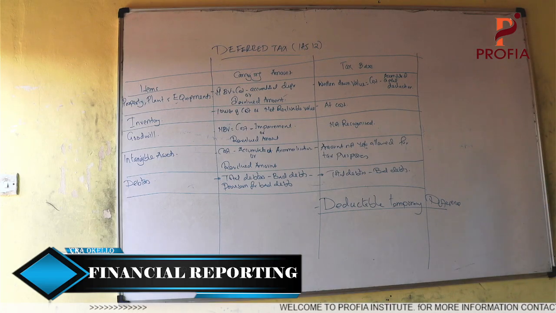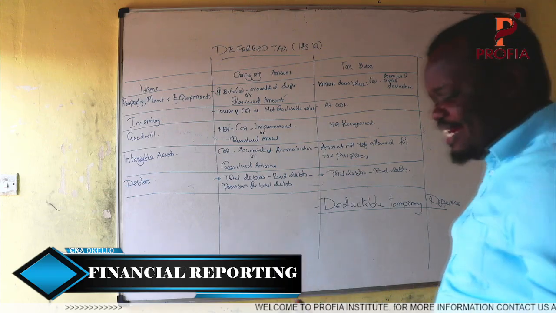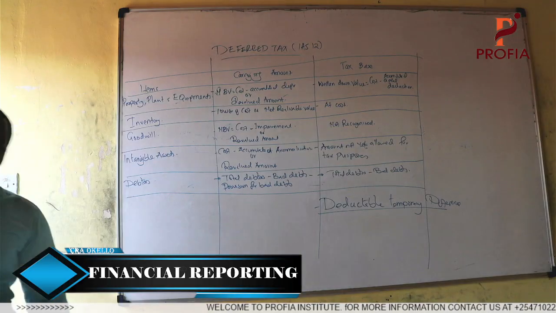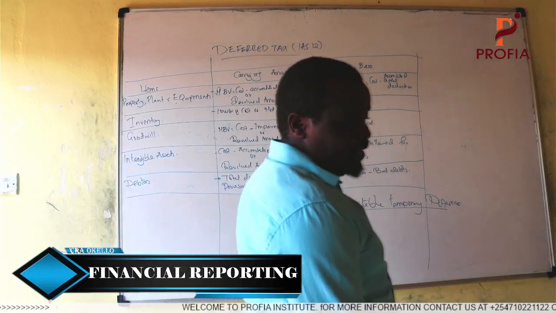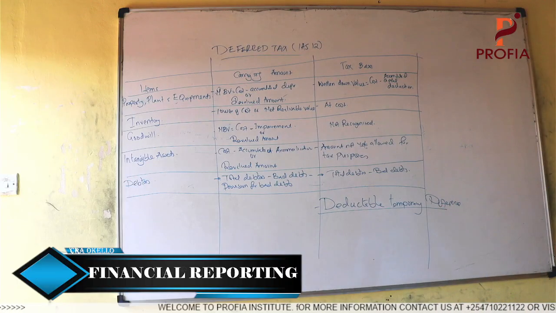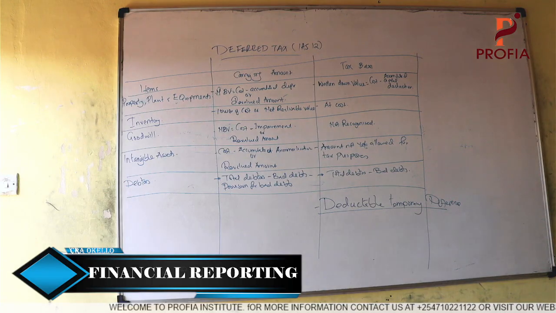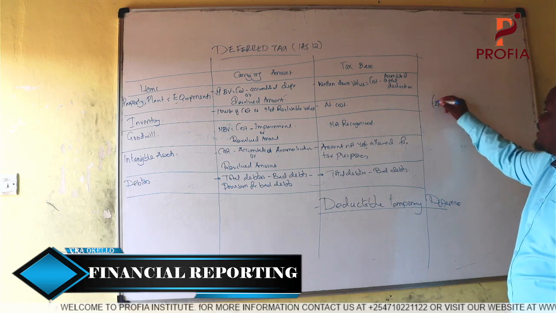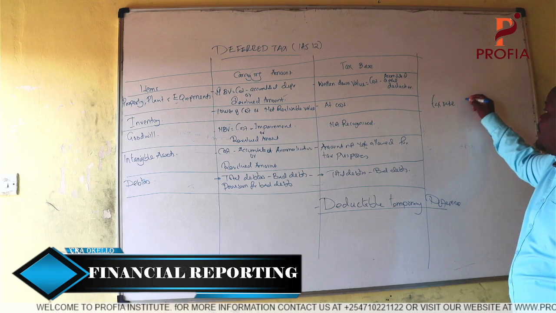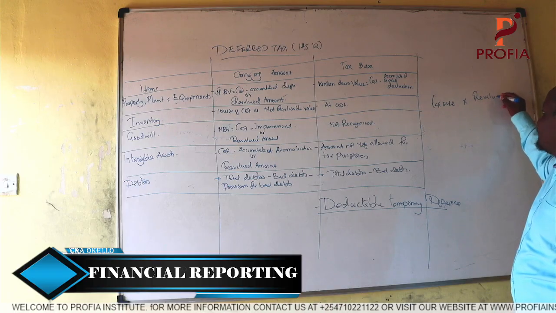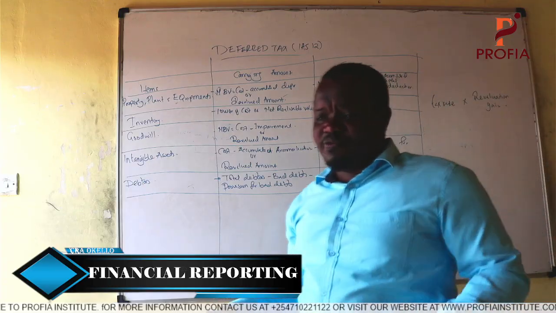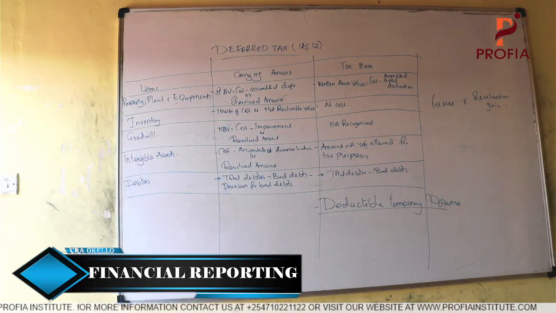In case of a revaluation gain, we'll do it in a question. In case of a revaluation gain, tax is charged on the gain as follows: tax rate times revaluation gain. This is a situation where you can revalue an asset within the course of the year. It can make changes in the deferred tax.